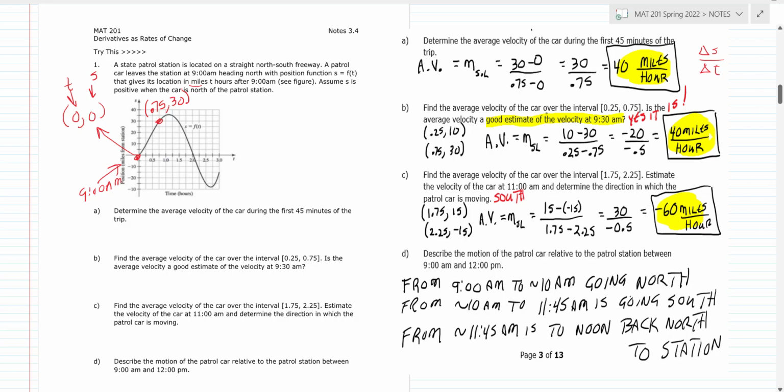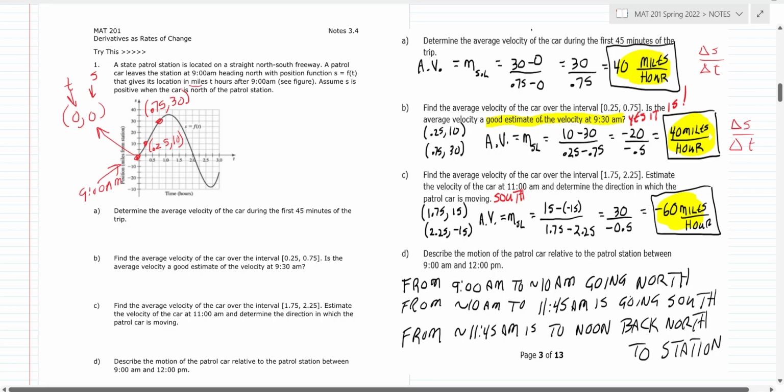The next thing is we're going to do the average velocity from 0.25 to 0.75. So we have this other point here, 0.25, and that looks like it has a displacement of 10. So again, I'm taking these 2 points, 0.25, 10, and 0.75, 30. I'm finding the average velocity, which is a slope. Again, it's delta S over delta T. So I just do the slope like I've done here. That gives me 40 miles per hour.